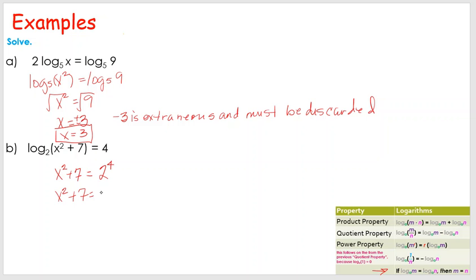2 to the 4th power. You see, 2 times 2 is 4. 4 times 4 is 16. Now I'm going to subtract 7 from both sides. That gives me a 9. And there again, we usually would say plus or minus 3. But anytime we have x equals a negative number with a logarithm, it's going to be extraneous. We just get rid of it. So our final answer is just going to be x equals 3.